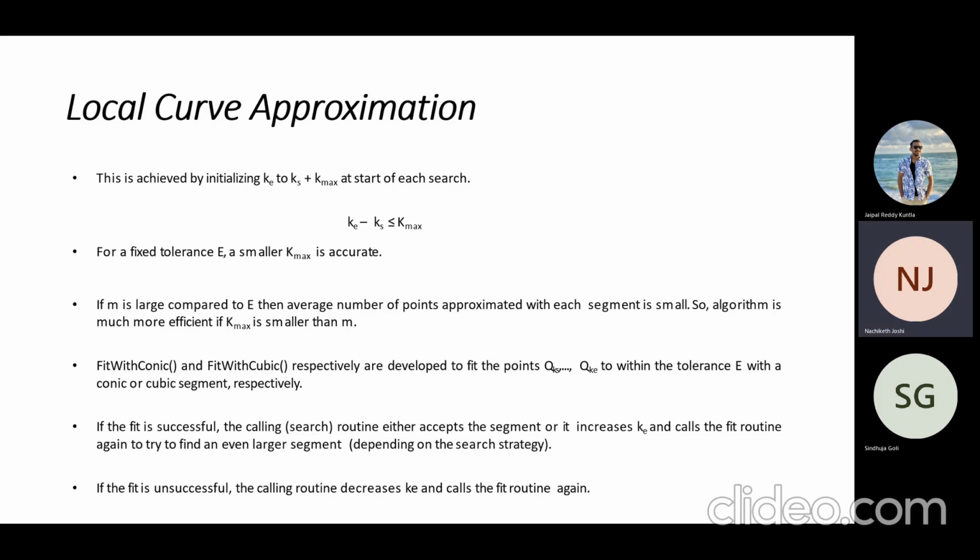Fit with conic and fit with cubic, respectively, are developed to fit the points qks to qke to within the tolerance E with a conic or cubic segment respectively. If the fit is successful, the calling routine either accepts the segment or it increases ke and calls the fit routine again to try to find an even larger segment. If the fit is unsuccessful, the calling routine decreases ke and calls the fit routine again.